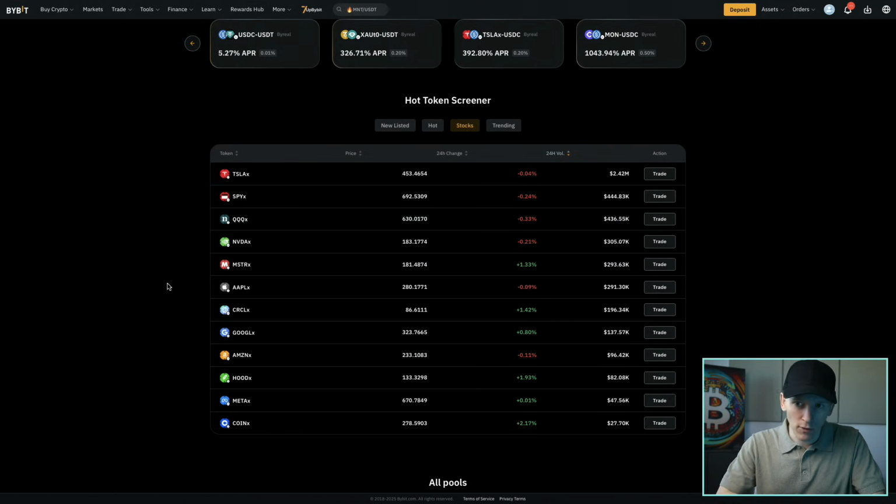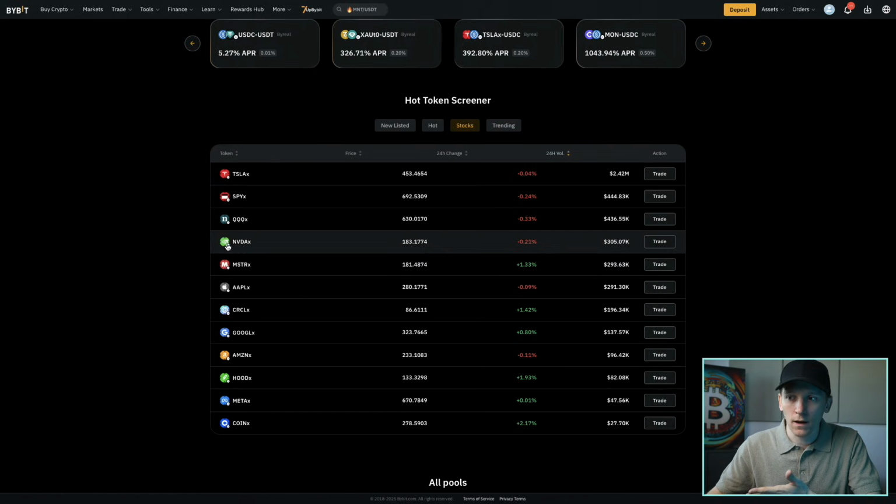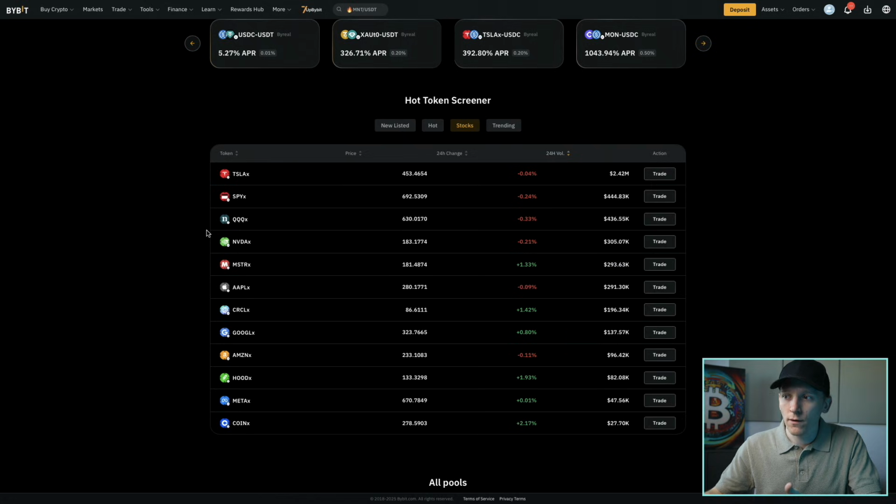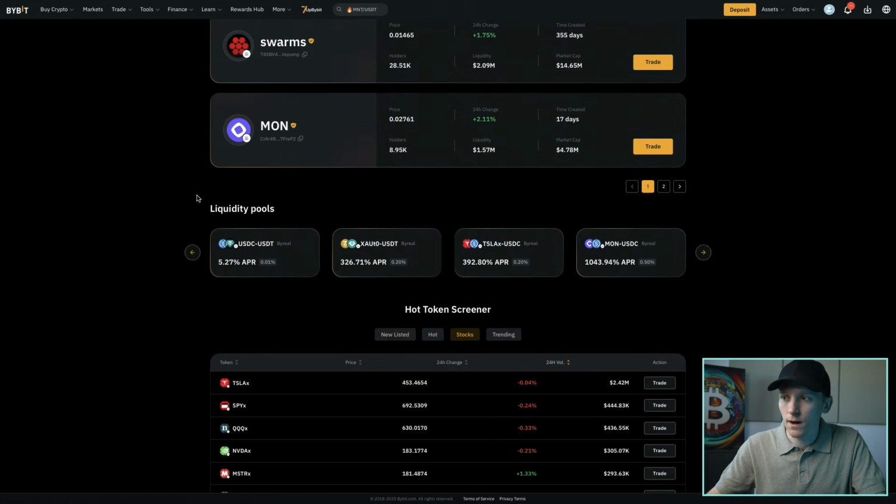You aren't the underlying owner of these assets, right? So you're not actually buying the stock. What you're buying is a tokenized version that moves in line with the price. So you're getting price exposure if you want to buy and sell these stocks. And obviously this is something that we can trade on Bybit Alpha that isn't available in our normal Bybit account. So I'll show you exactly how to get up and running here.